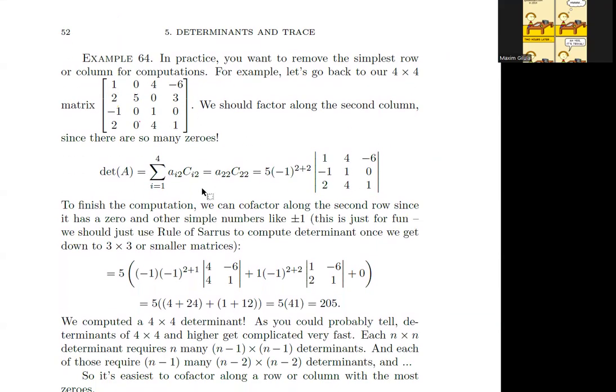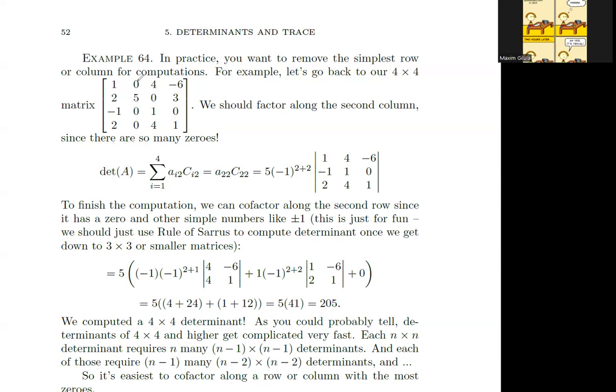And in practice, you want to use that theorem that we can remove any row or any column, to remove the simplest row or column that makes your computations easiest. So for example, if we go back to this 4 by 4, where we had examples of a cofactor, the easiest one is usually the one that contains the most zeros. So let's remove this column. So what that means is we're going to sum over the second column. That's what I mean by remove. We're going to sum over the second column.